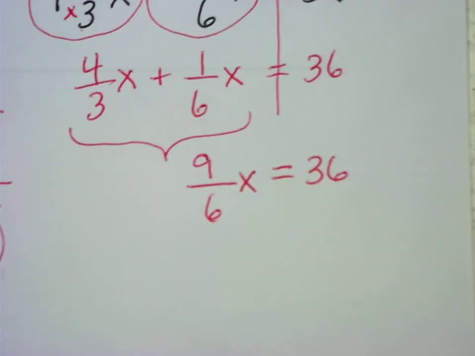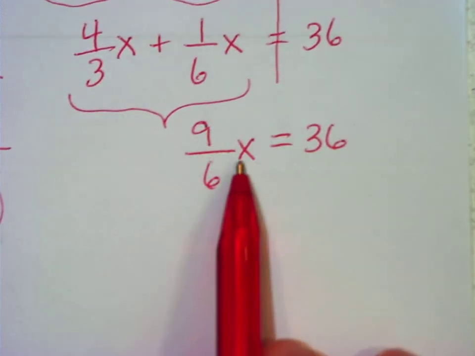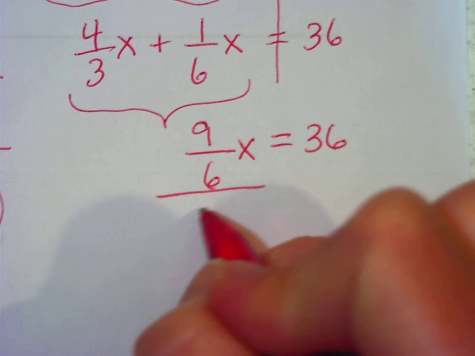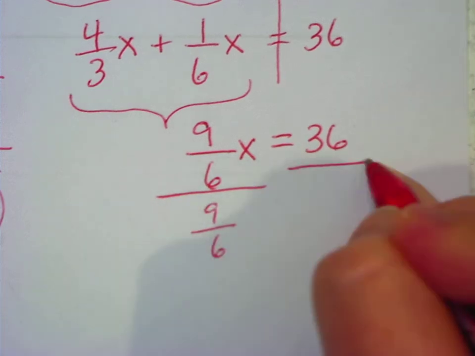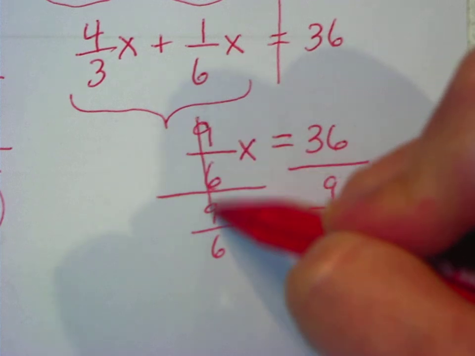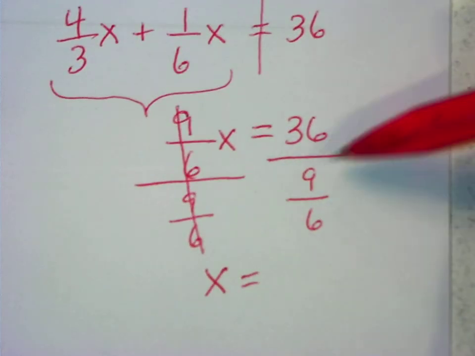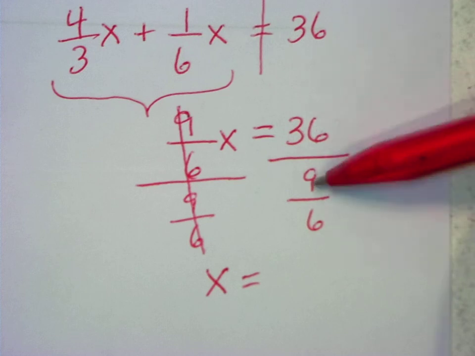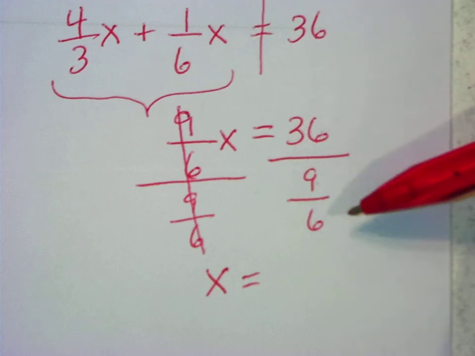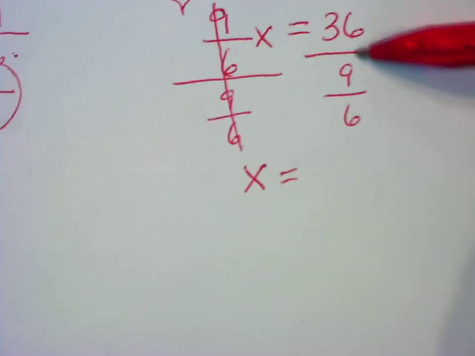Okay, so now let's finish this up. Instead of multiplying by 9/6, like this says, I'm going to divide both sides by 9/6. So 9/6 divided by 9/6 is 1x. And now this looks a little funny. 36 divided by 9/6, we normally don't write it this way. So again, let's come on over here where we have some room and rewrite this.